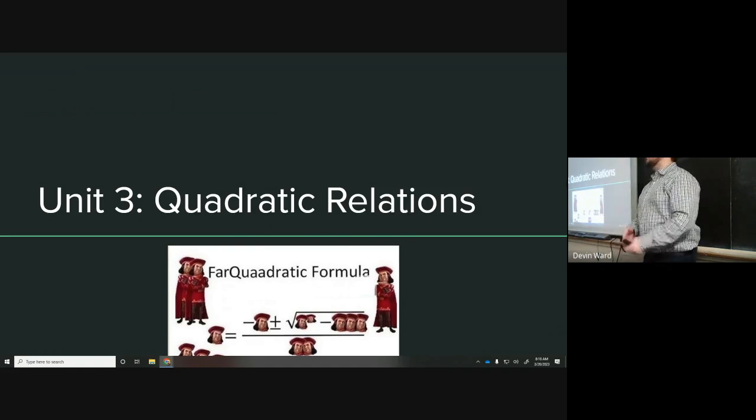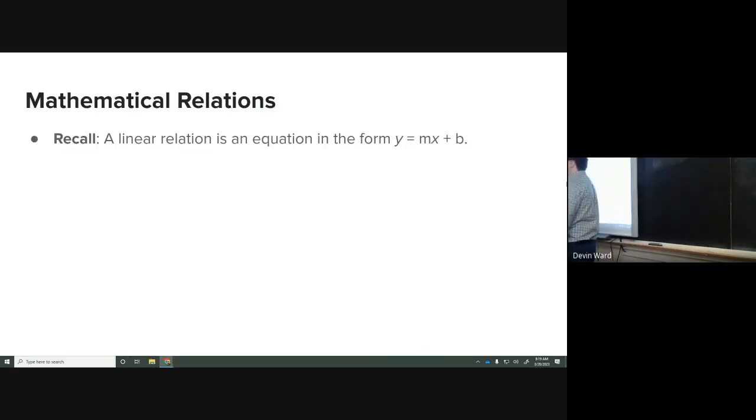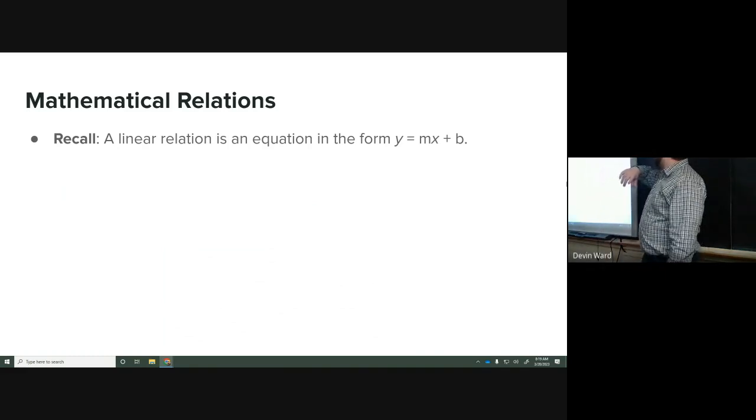New unit. It still has to do with quadratics, but less about factoring and FOIL, and more into the graphs and what they look like and how we can graph quadratic equations. Okay, so linear relations. We're gonna do this for our next unit.